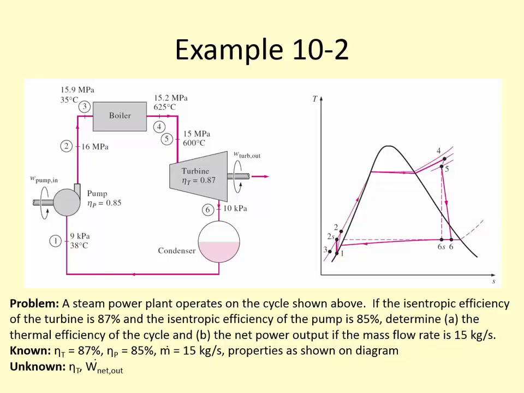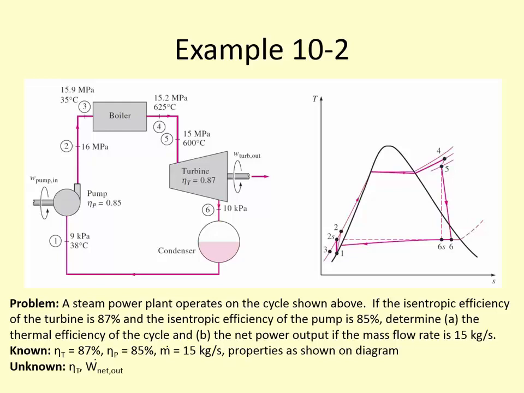slightly reduced. Okay, so a steam power plant operates on the cycle shown above. If the isentropic efficiency of the turbine is 87% and the efficiency of the pump is 85%, determine the thermal efficiency of the cycle and the net power output with a flow rate of 15 kilograms per second, and that's it. Only have to find 2 things. That's good. And those are 2 pretty easy things to find. So what we have to be careful about is making sure that we keep close track of all of our states and don't mix things up.